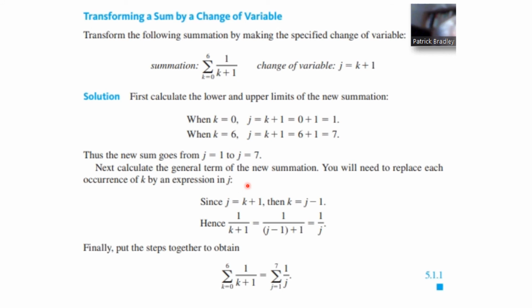Next, calculate the general term of the new summation. You will need to replace each occurrence of k by an expression in j. So since j equals k plus 1, then k is equal to j minus 1. So that means that 1 over k plus 1 is 1 over j. So putting all those steps together, this summation, which we started with, can be rewritten this way using that change. And those will be representing the same thing.